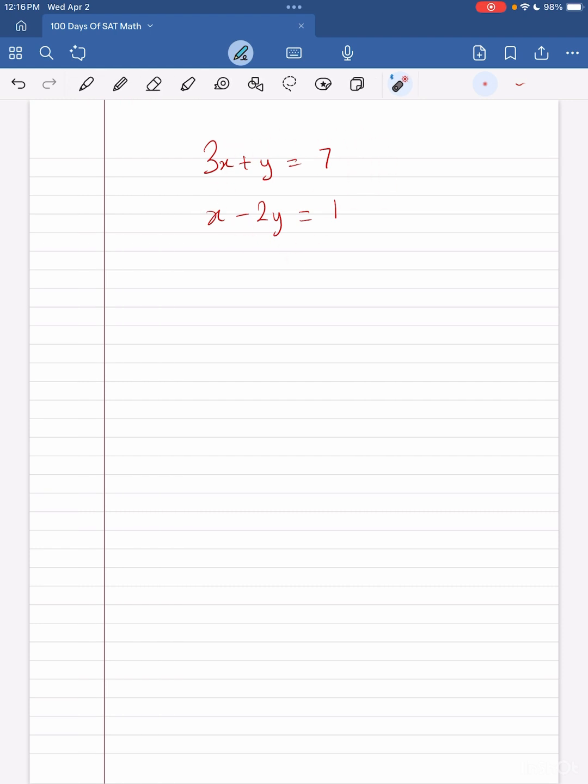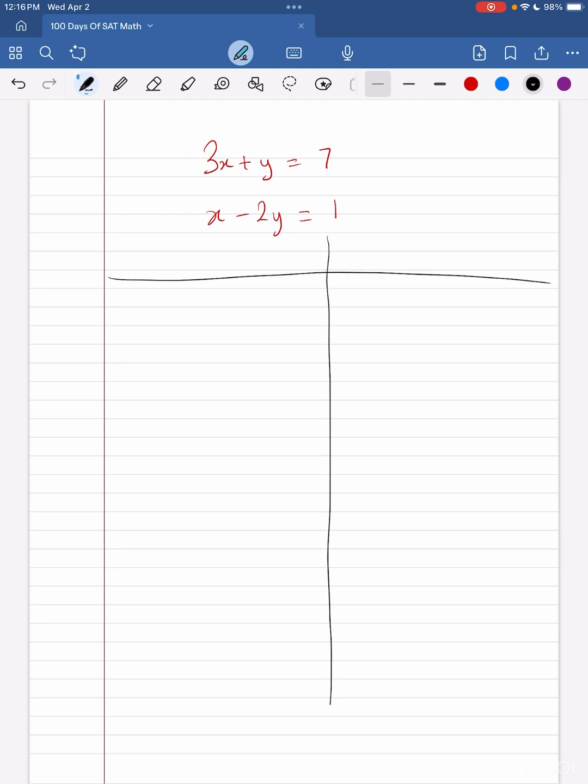Now, there are two methods you can use to solve this problem. So I'm going to do something like this here. I'll call the first one substitution, and then the second one is called elimination.